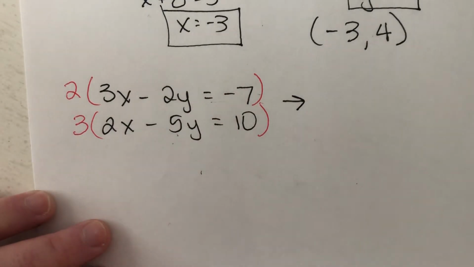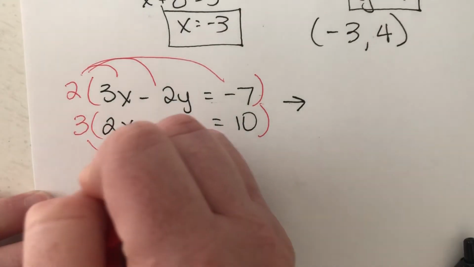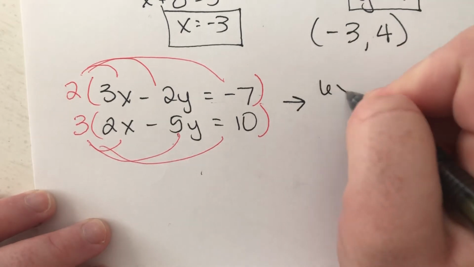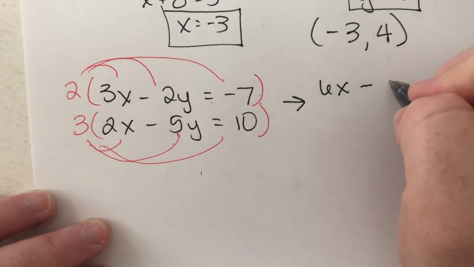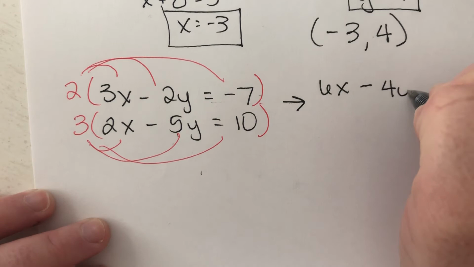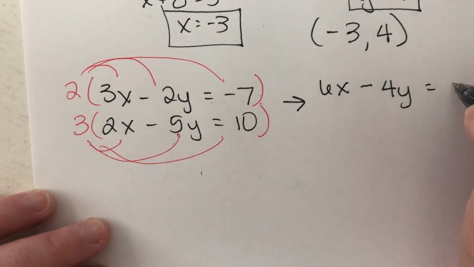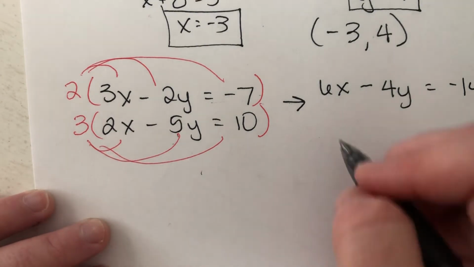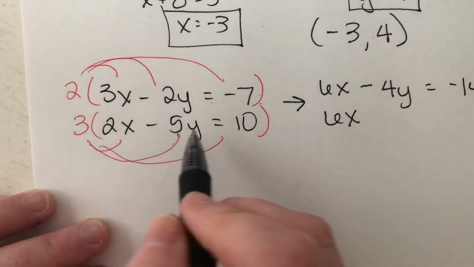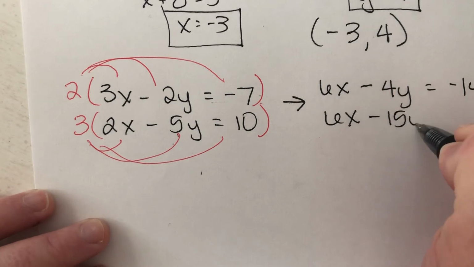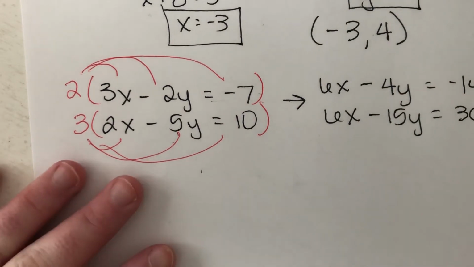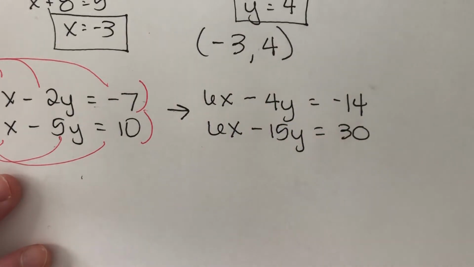So I'm going to distribute, and we're going to multiply everything in the equation by that number in front, okay? So 2 times 3x is 6x, 2 times negative 2y is negative 4y, 2 times negative 7 is negative 14, and then for this equation, 3 times 2x is 6x, 3 times negative 5y is negative 15y, and 3 times 10 is 30. Okay, so now I've got two equations and my one variable matches, okay?